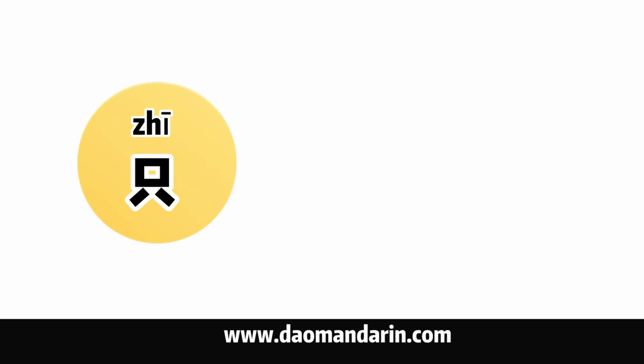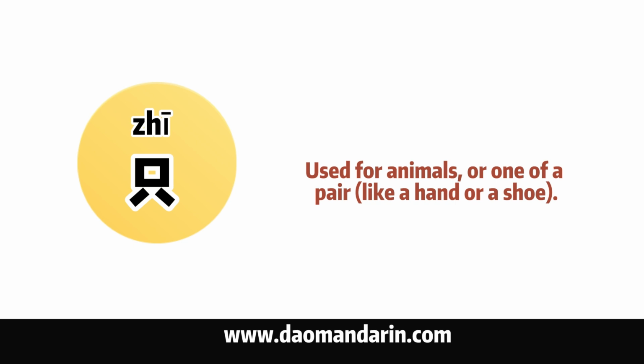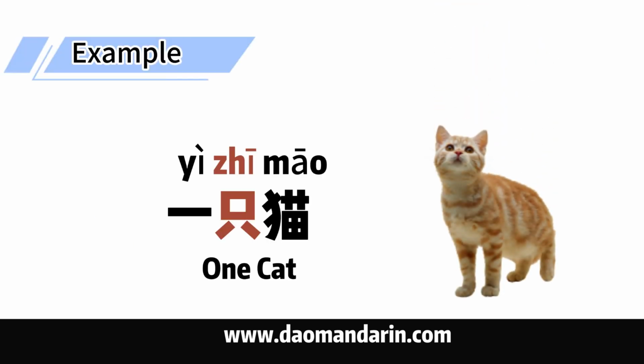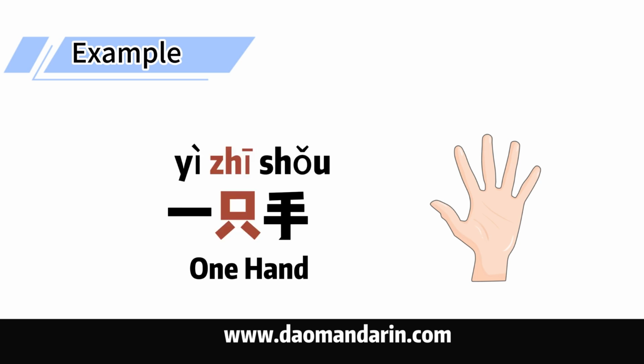只. Used for animals or one of a pair, like a hand or a shoe. Example: 一只猫, 一只手.